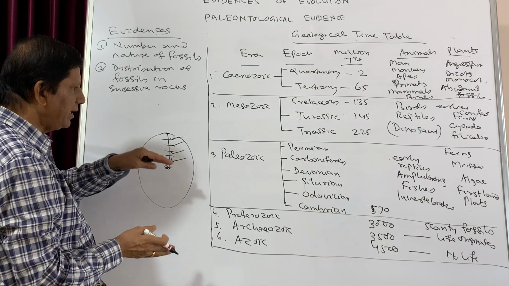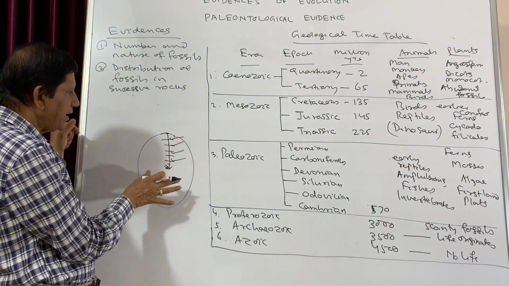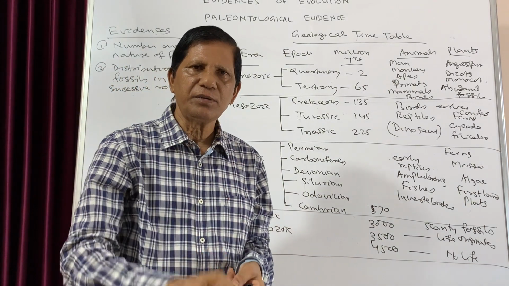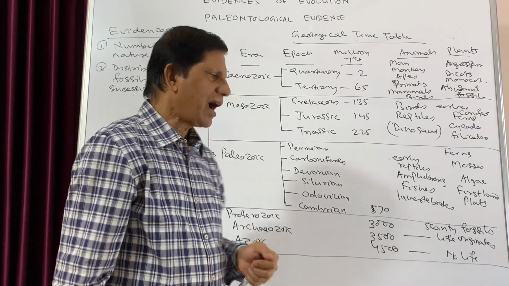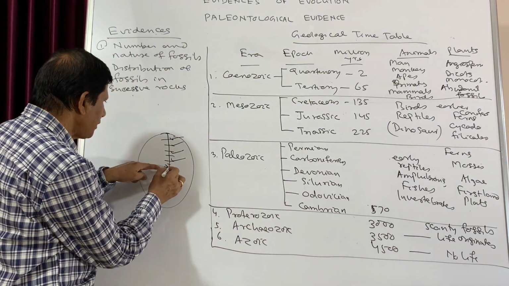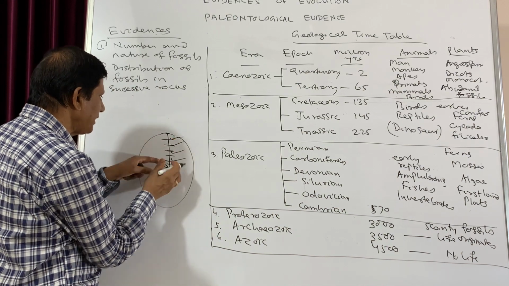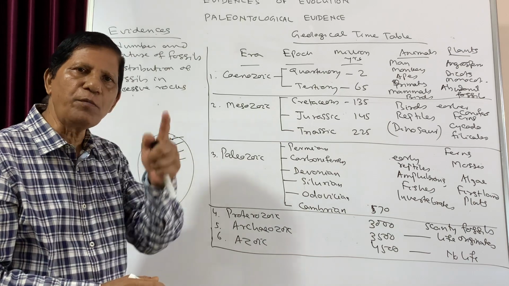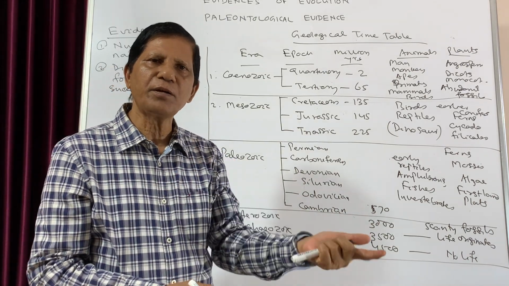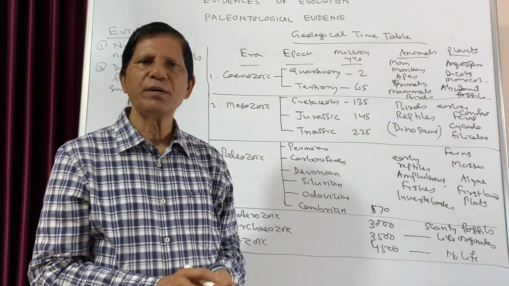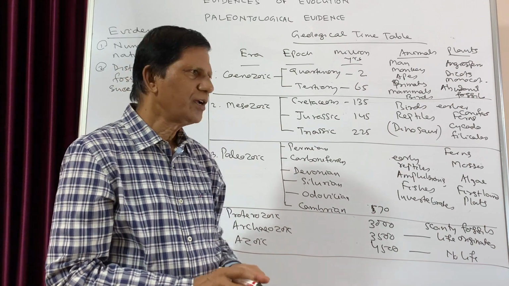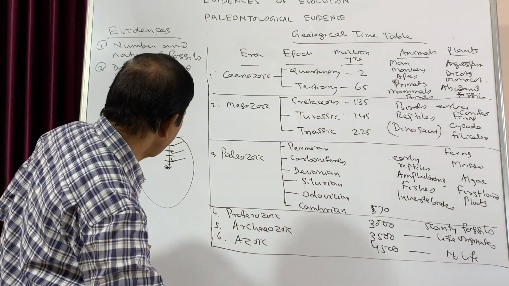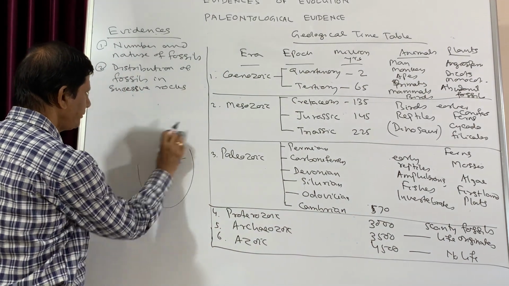That means different fossils are present in different strata of the rocks, and the rocks present in different areas get different fossils, and which fossil belongs to how many years back can be determined by the methods we have discussed. So this is the second point. Now we will discuss the third point.